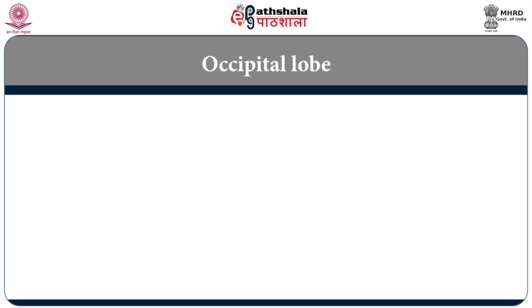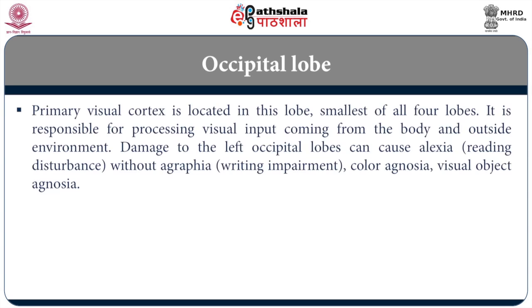The smallest of the lobes, the occipital lobe, contains primary visual cortex, and it is responsible for processing all visual input coming from the body and from the environment. Damage to left occipital lobe can cause alexia, that is reading disturbance, or agraphia, writing impairment, color agnosia, inability to interpret colors, visual object agnosia, inability to recognize objects, all this.